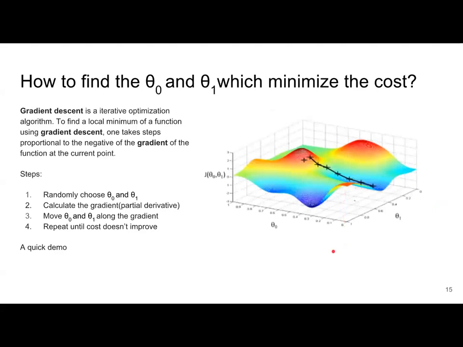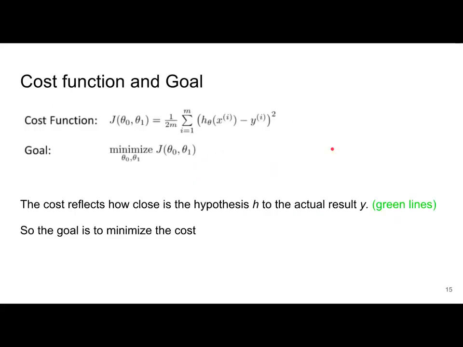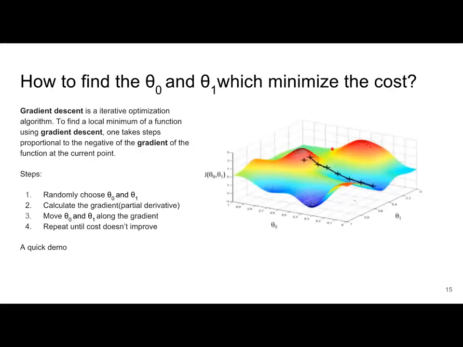There's a very important concept I want to cover, which is called gradient descent. Forget about linear regression. For any function, if you want to find theta 0, theta 1, theta 2, theta 3 which minimize that function, we can use gradient descent to do that.